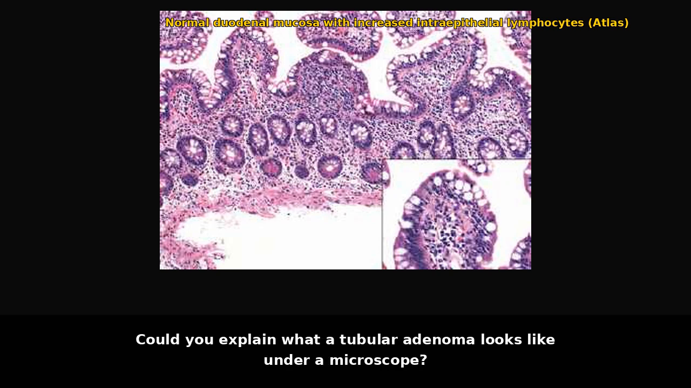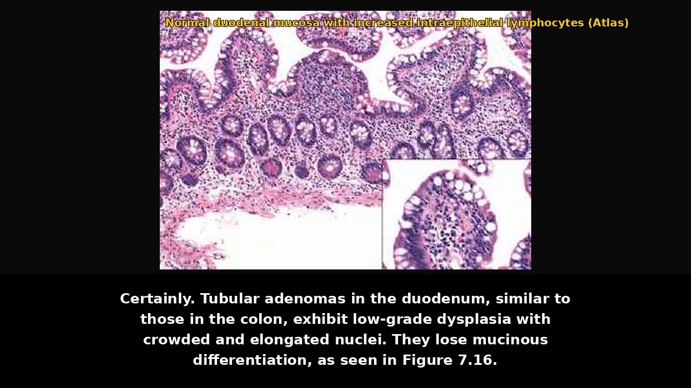Could you explain what a tubular adenoma looks like under a microscope? Certainly, tubular adenomas in the duodenum, similar to those in the colon, exhibit low-grade dysplasia with crowded and elongated nuclei. They lose mucinous differentiation, as seen in figure 7.